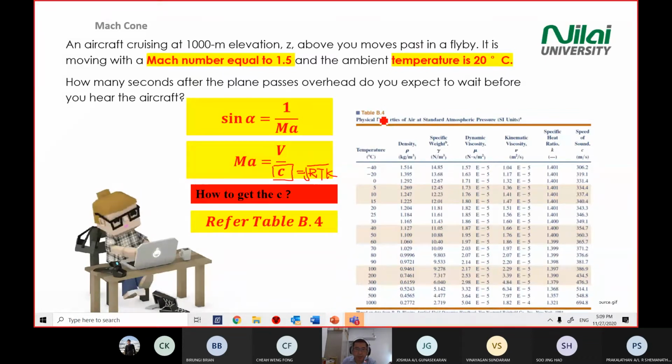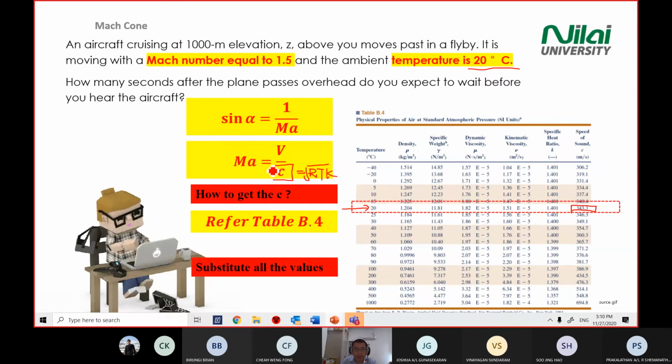You go to table B.4. Temperature is given as 20 degrees C, so you look at 20 degrees C and look at the speed of sound. Of course, straight away you can read from this table. You don't need to do any square root RTK calculation. Straight away from table B.4, read the speed of sound, because we already proved to you just now how we get this value: by substituting into square root RTK using the values inside this table. You substitute all the values, you will get T equal to 2.17 seconds.